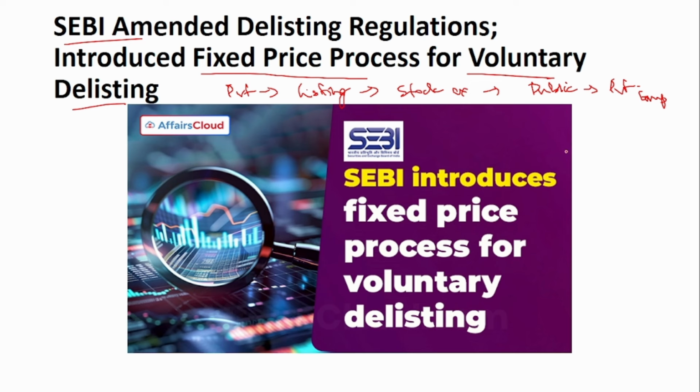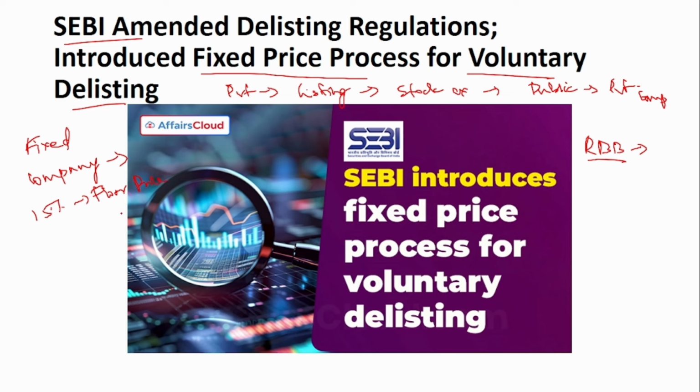Until now, there was a reverse book building process in order to buy back the shares from the shareholders. And now the SEBI has introduced the fixed price process for voluntary delisting. Now, what is this reverse book building and what is this fixed price? In case of fixed price, the company will tell at what price it will buy back the shares from the shareholders. Generally, it is 15% above the floor price.